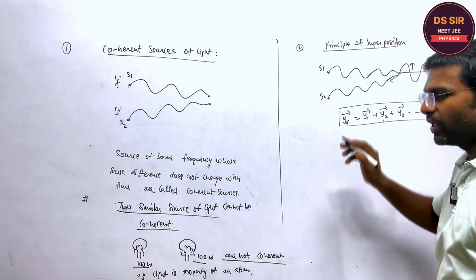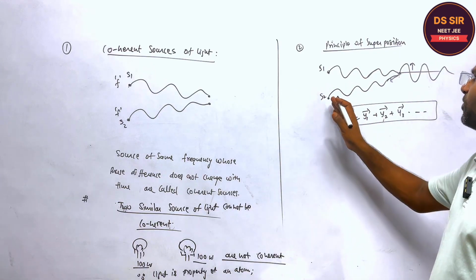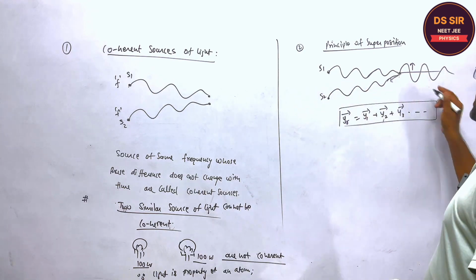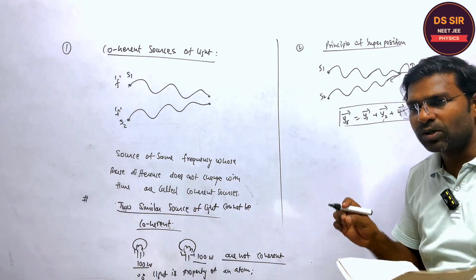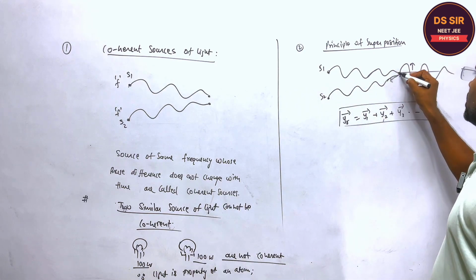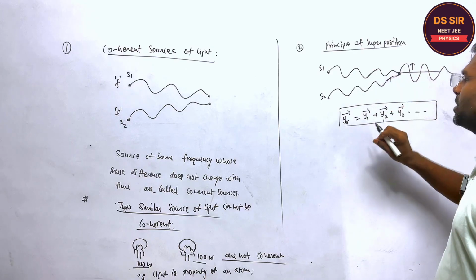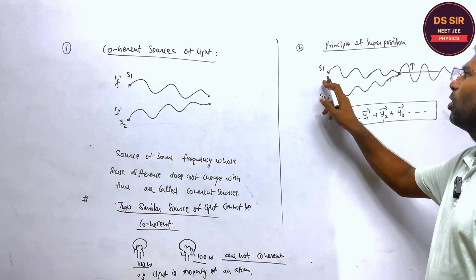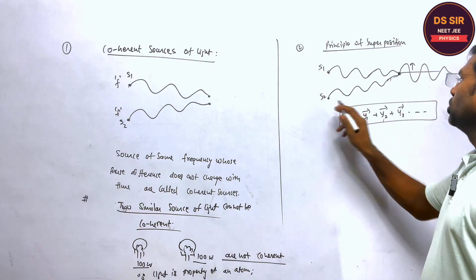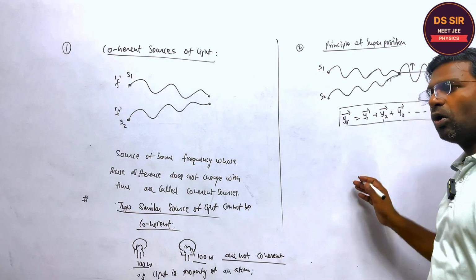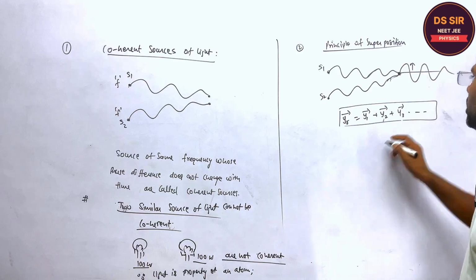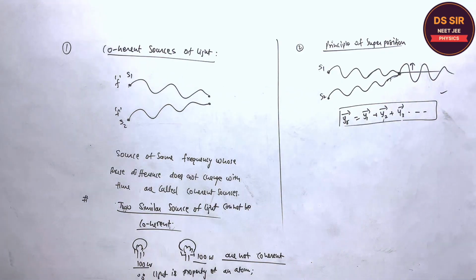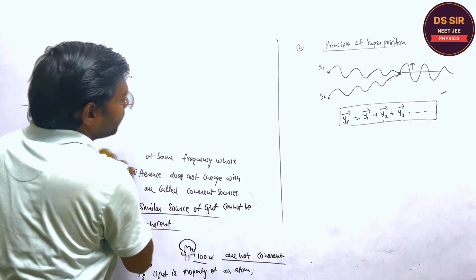When two or more waves, whether light waves or sound waves, propagate in the medium, the resultant displacement of the particle at a point in space is the vector sum of the individual displacements of all the sources. So this is called the principle of superposition. Is it clear? Copy this.